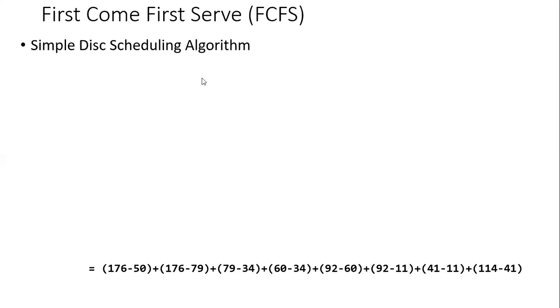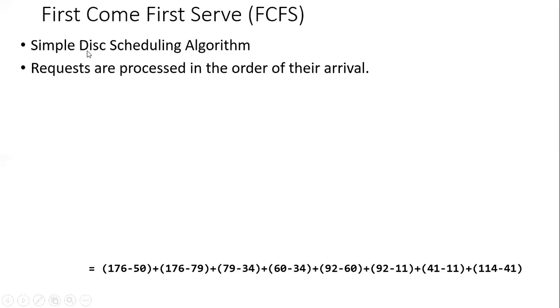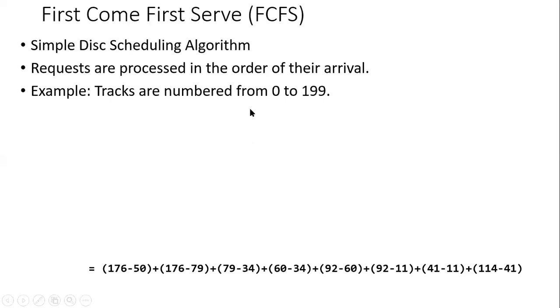Okay. So we'll talk about the first algorithm, that is FCFS, first come first serve. It is a simple disk scheduling algorithm. Requests are processed in the order of their arrival, as the name says, first come first serve. Whatever the request may be, whatever the disk block access is requested, that will be processed first, right? Here in this example you can see the tracks are numbered from 0 to 199, like track 1, track 2, 3, 4, 5, 6, up to 199.